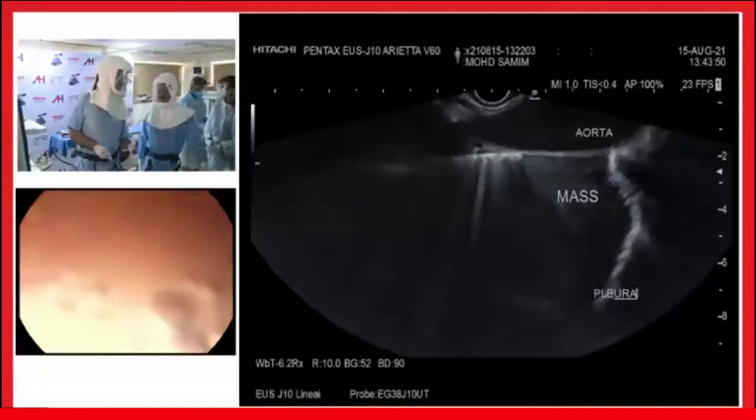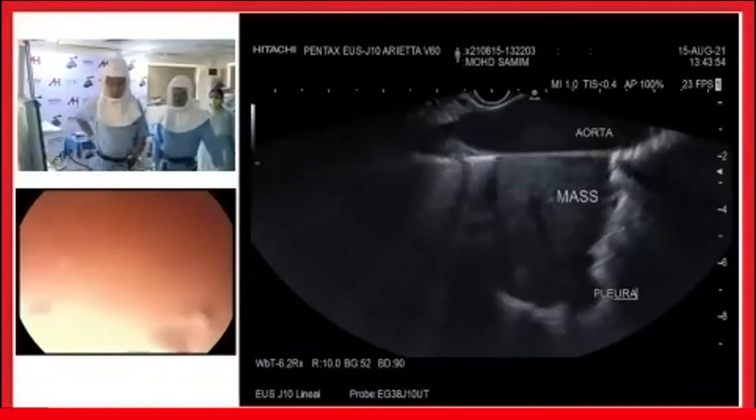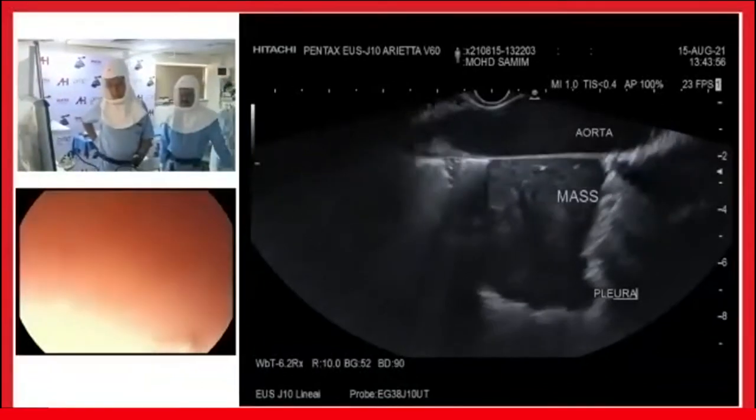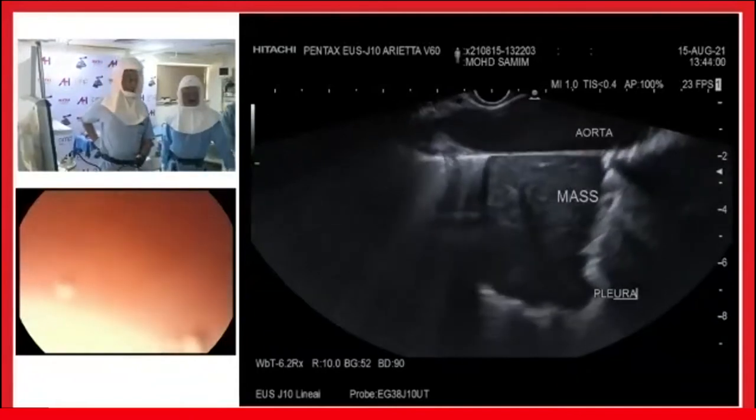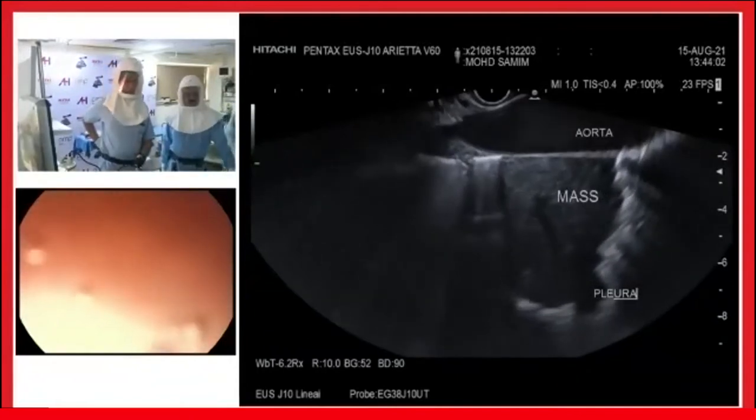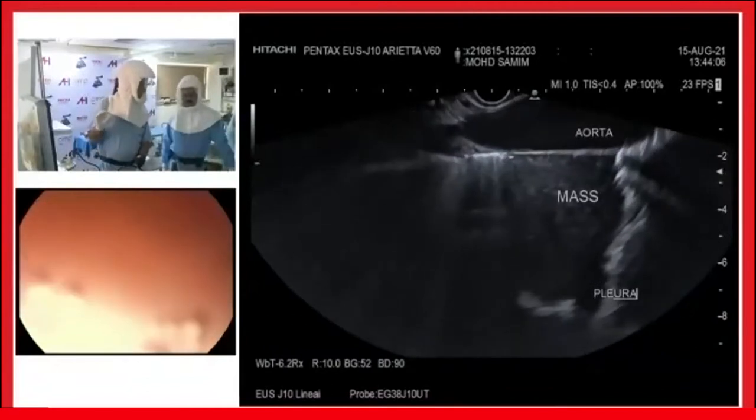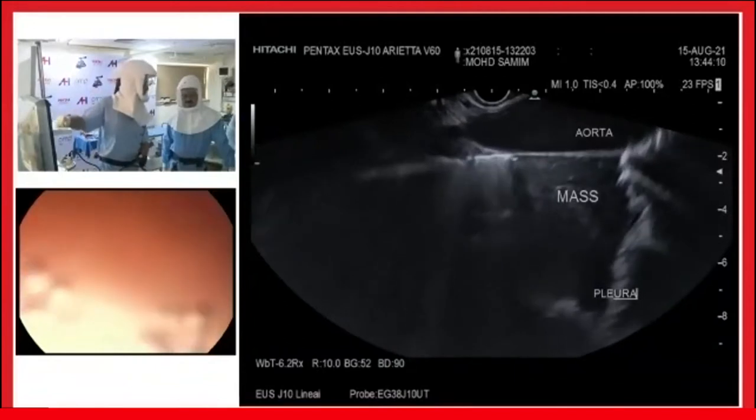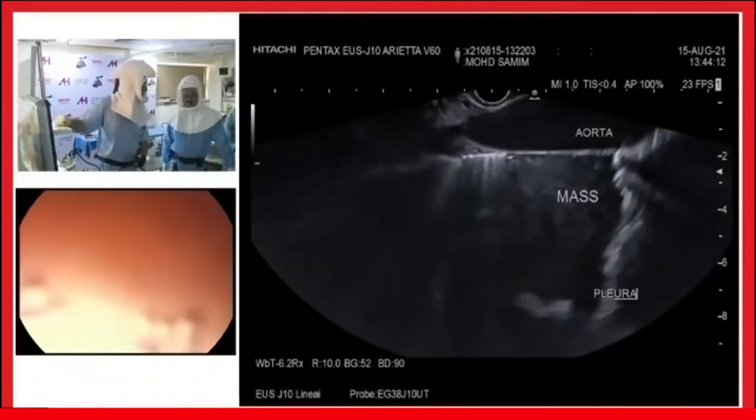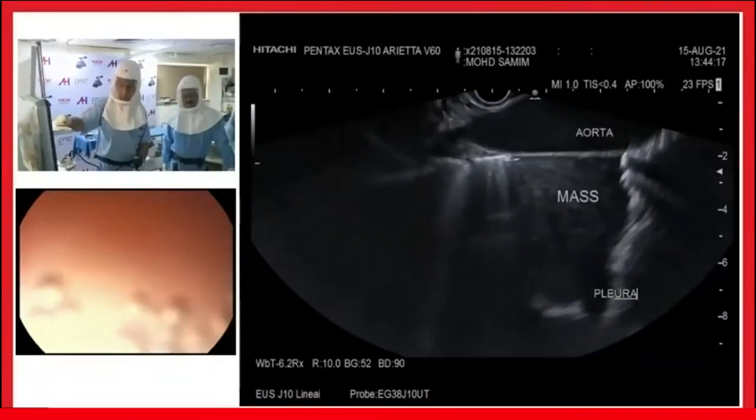Okay, I'll briefly present. This is an old man who has come with a mass, with a cough and suspected lung cancer. The patient has liver disease, and because of the liver disease there was no possibility of doing a biopsy. The patient also has respiratory distress, so we could not do a bronchoscopy. But this is left apicoposterior. I don't know how easy it is to approach left apicoposterior. Anyway, the bronchoscopy could not be done.